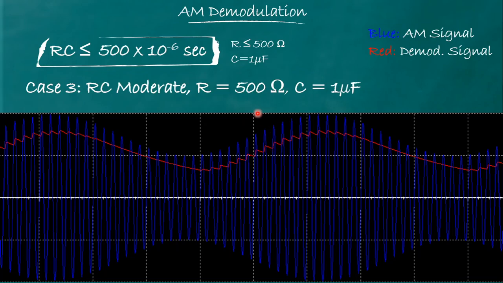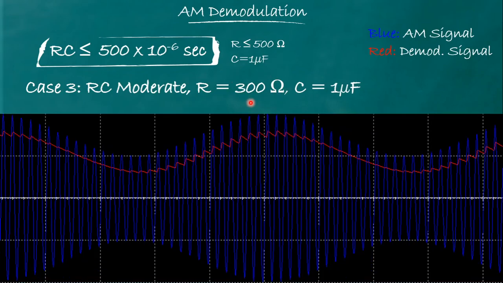Now, instead of 500, you can still select lower values of R. Let us consider it as 300 ohm. Here you can see that since R is not too low and RC is not too low, your output signal follows the shape of the envelope.